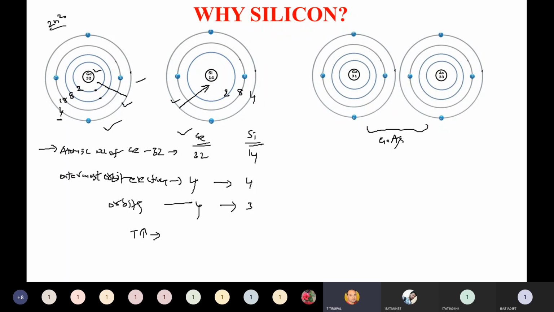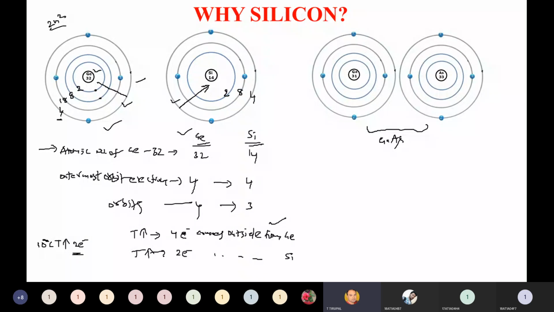So therefore, as temperature increases, all 4 electrons come outside from the germanium atom. But for silicon, for example, for every 10 degrees C rise in temperature, only 2 electrons have to come outside. But here, how many are coming? For germanium, 4 electrons are coming. But for silicon, only 2 electrons come outside as temperature rises.